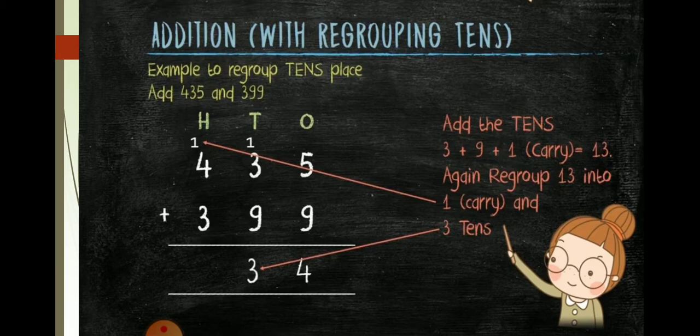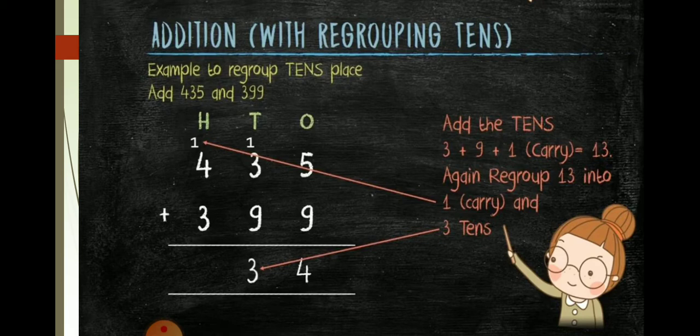Okay, now here we will add two numbers, that is 435 and 399. Again we will put the numbers according to the place value in the column. 4 goes below 100, 3 goes below tens and 5 goes below ones. Similarly, 3 goes below 100, 9 goes below tens and 9 goes below ones. So here when we add the digits under tens, that is 3, 9 and 1, which was carried forward from the ones column after adding 5 and 9, will also be added here.